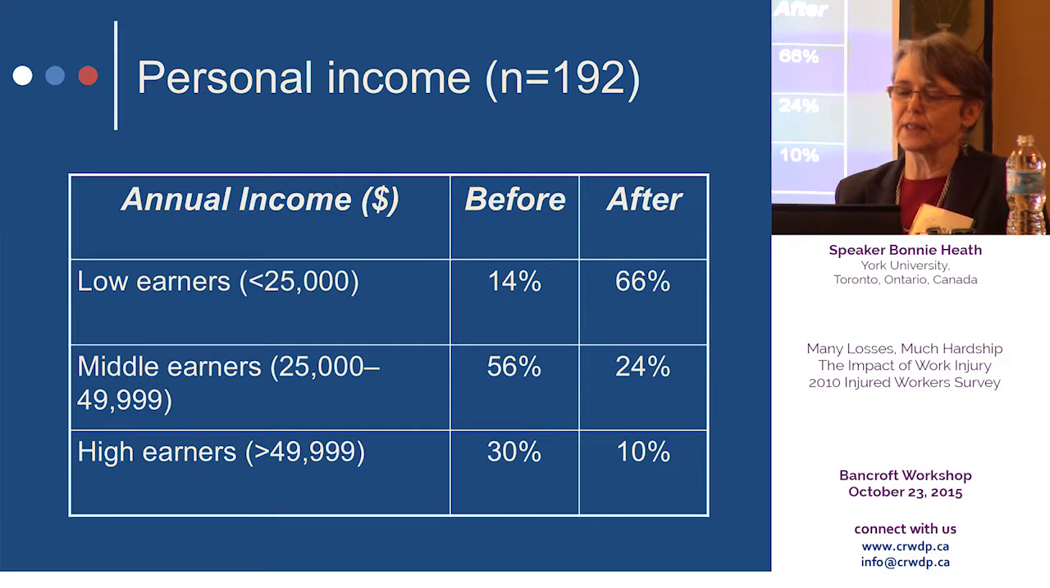We also looked at personal income, not in nearly the same depth as you've seen. We were roughly using the LICO of $25,000 per person. Just person. We didn't get into family income, but as you can see, we didn't have very many. 14% were low earners before their injury. 66% were low earners afterwards.